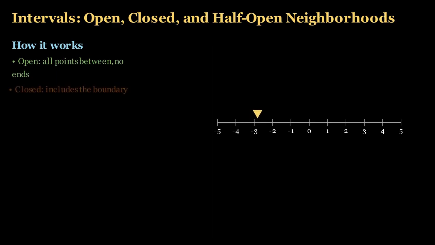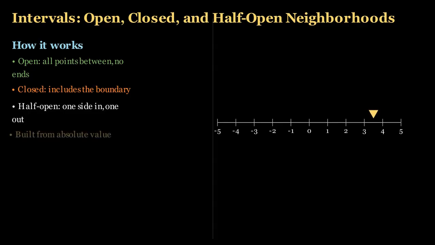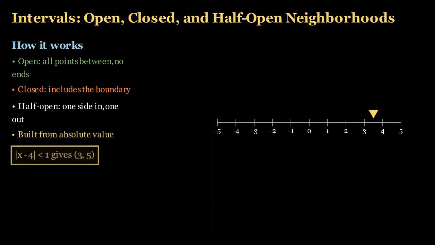A closed interval includes points at exactly distance r, so it's absolute value of x minus c at most r, giving the values shown here. A half-open interval just mixes the conditions. For example, the interval from c to c plus r, including c but not c plus r, means the distance from c is between 0 and r, including 0 but not r. So every interval is just a statement about distance from a center.